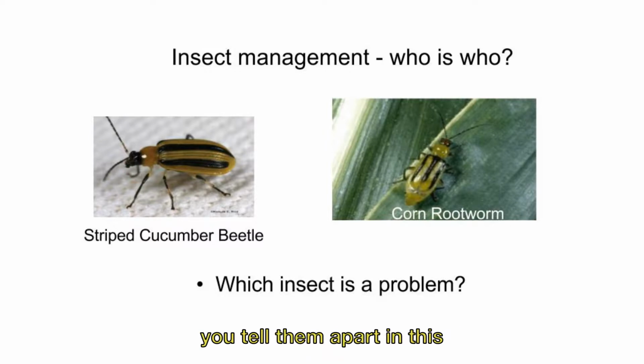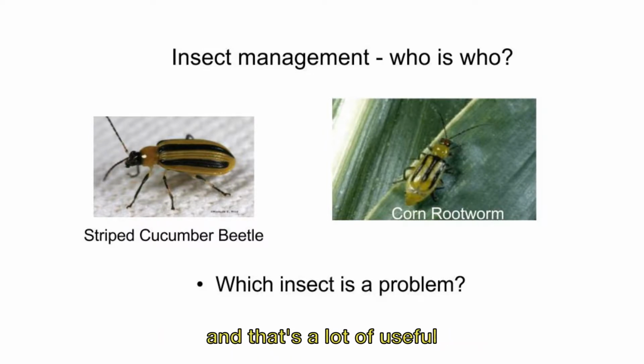But the way that you tell them apart in this case is that this insect has a little bit of its abdomen hanging out of its wings, so you can see the soft parts of the insect hanging out in the back. And also, if you flip them over, this would be black from below, and this would be yellow if you flip them around and you looked at them. So that's how you can tell them apart.